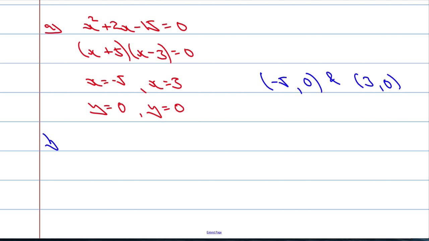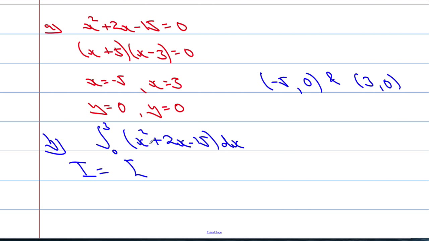So part B, we need to evaluate the integral between 0 and 3 of the function, which was x squared plus 2x subtract 15. We're integrating with respect to x. So I will equal, okay, let's increase this power by 1 and multiply by 1 over that power. So just integrating the function, 1/3 x cubed plus, the power of x is going to become 2, multiply by 1 over 2 and we get 1, and then integrating 15 we get 15x. Now we need to evaluate that between 0 and 3.